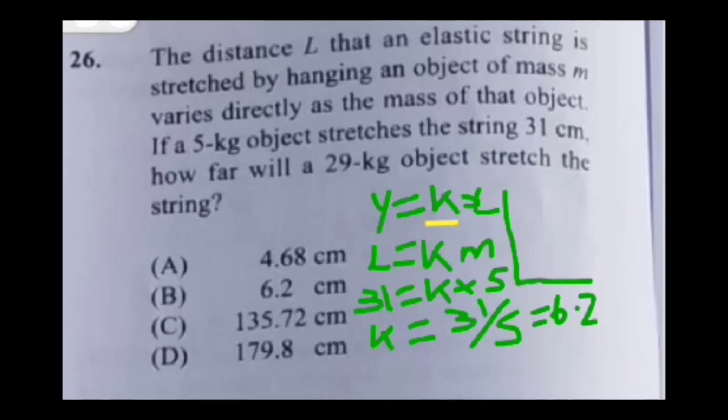Since we know the value of k, we can now find the value of the new distance that the string will stretch. Rewriting our equation now, L is equal to k times m. We need to find L, so L is equal to the k, which is 6.2, multiplied by our mass, which is 29. Multiplying 6.2 times 29 would give us 179.8 centimeters, which gives us our answer as D.